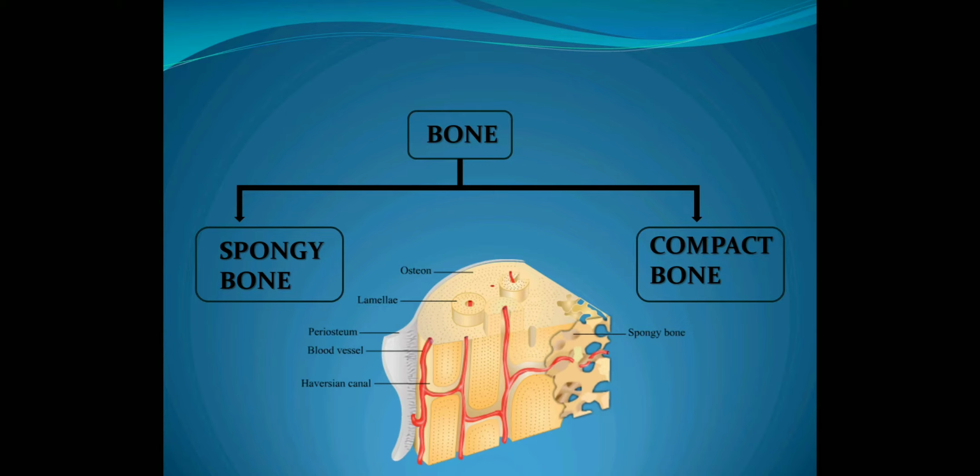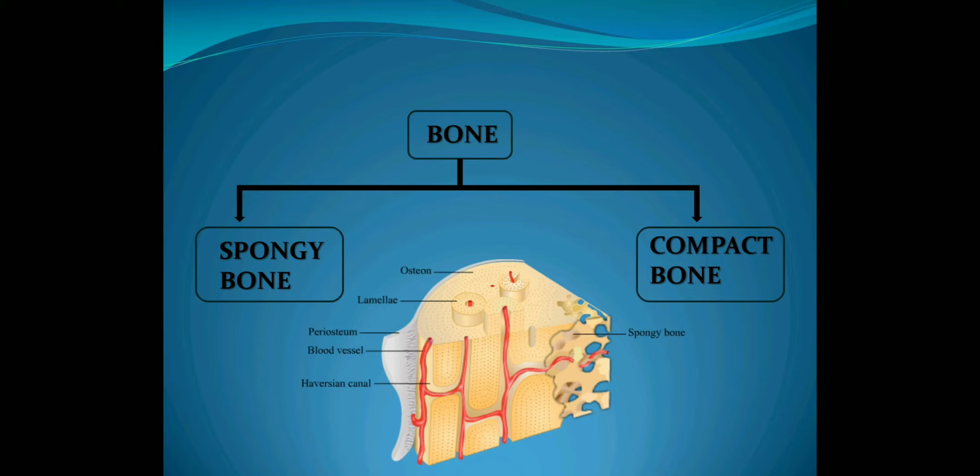It contains red bone marrow. Whereas if we see a compact bone, in this the matrix shows presence of the Haversian system. That means there is no space among them. Between lamellae there is no space present. So that's why they are called compact.